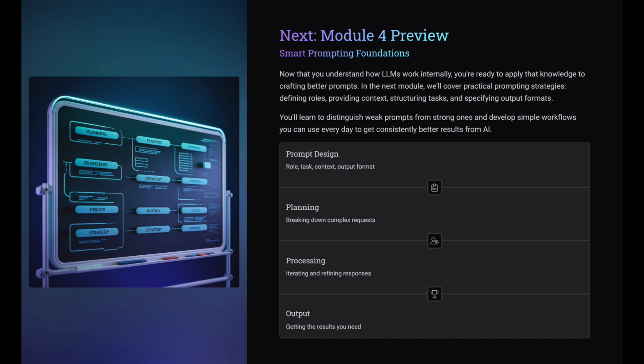And that wraps up Module 3. You now understand tokens, vectors, embeddings, attention, hallucinations, and the entire flow of how LLMs think. Coming up next, Module 4, Smart Prompting and Simple Workflows. This is where you start using AI like a professional, not a casual user.